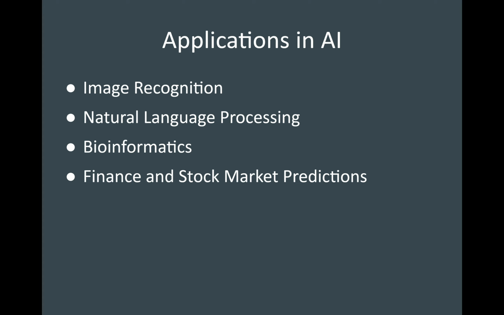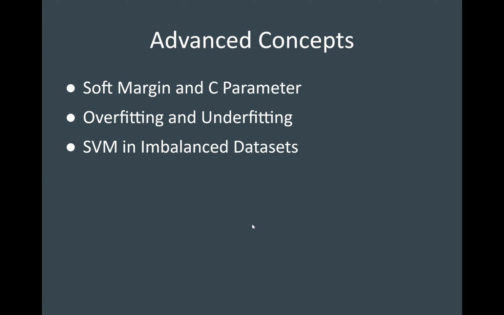SVMs are used to predict stock prices and analyze market trends. In terms of advanced concepts in SVMs, there is the soft margin and the C parameter, which allows some misclassifications to achieve a better trade-off between margin width and classification accuracy. The parameter controls the trade-off between overfitting and underfitting. Proper parameter tuning and cross validation are essential to avoid overfitting or underfitting.